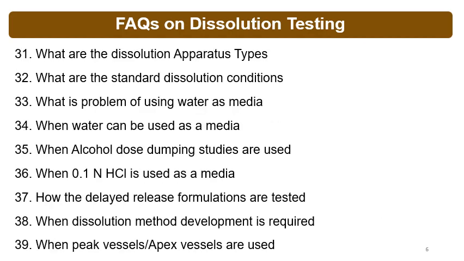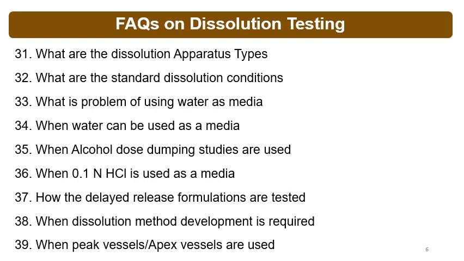What are the dissolution apparatus types? USP1 is basket, USP2 is paddle, and there are a total of 7 apparatus. USP3 is reciprocating cylinder, and USP4 is flow through cell. So always try to remember all 7 apparatus. Generally the USP1 and USP2 apparatus are widely used.